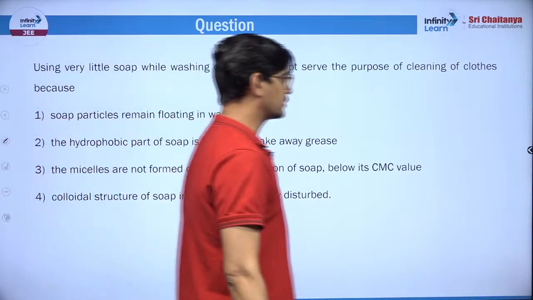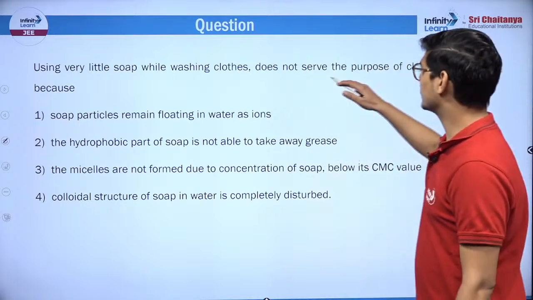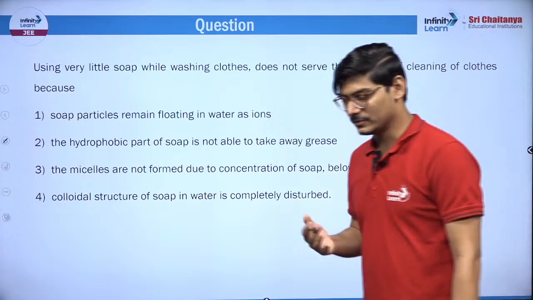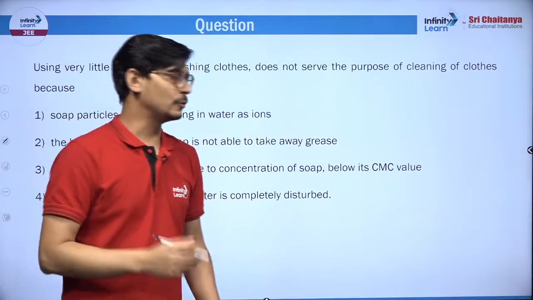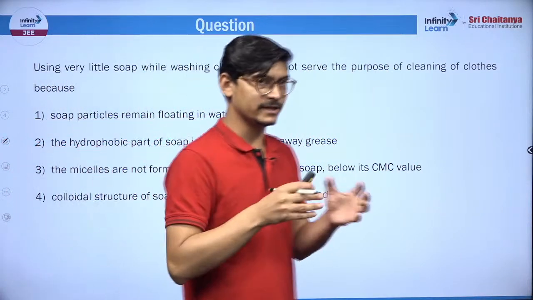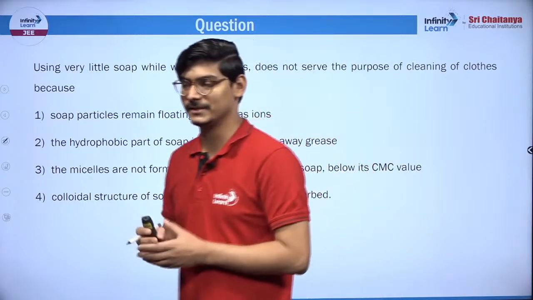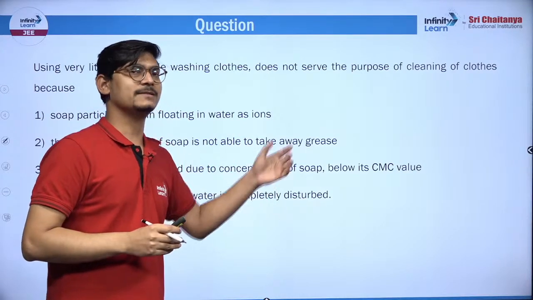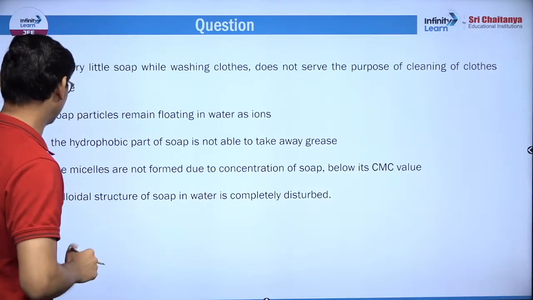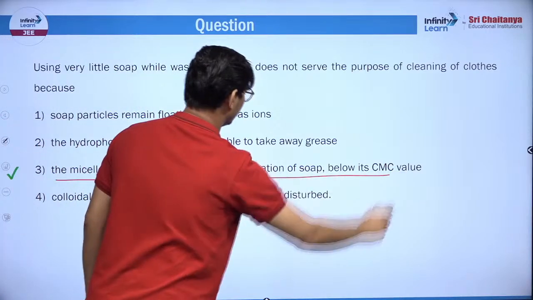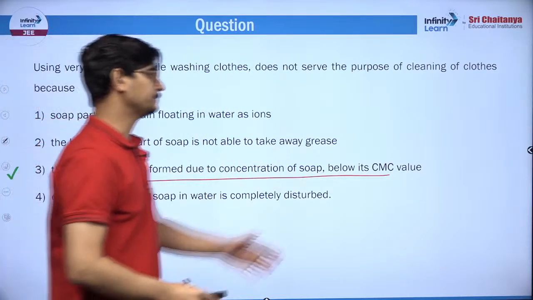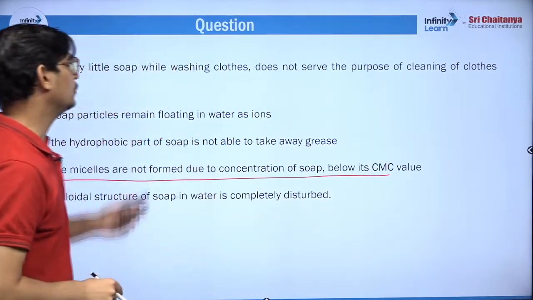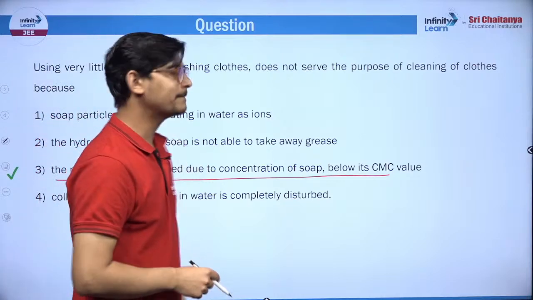Then, using very little soap while washing clothes does not serve the purpose of cleansing, of course. Why? Because you guys know that for every detergent, for every soap, there is a minimum concentration above which micelle formation occurs, right? Critical micelle concentration, CMC. Above that concentration, soap can effectively perform the cleansing action, not before that, right? So of course the correct answer to this question is that micelles are not formed at very low concentrations, right? So below CMC there will not be any formation of micelles, and hence the soap will not be able to perform its cleansing action. Okay?